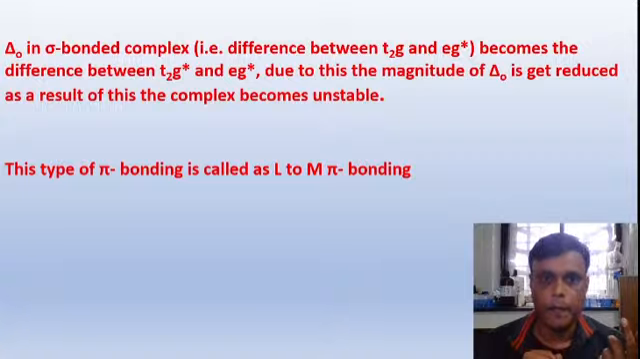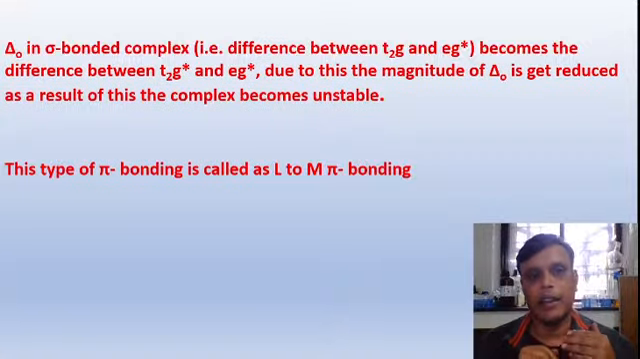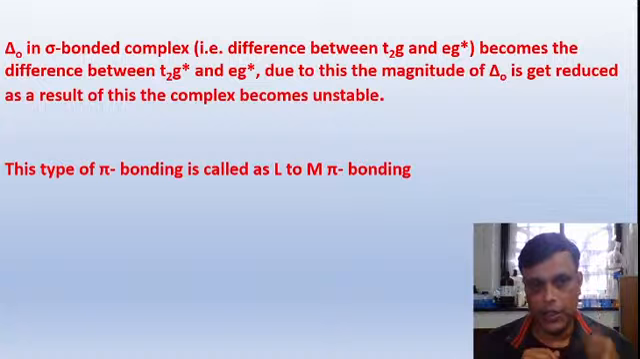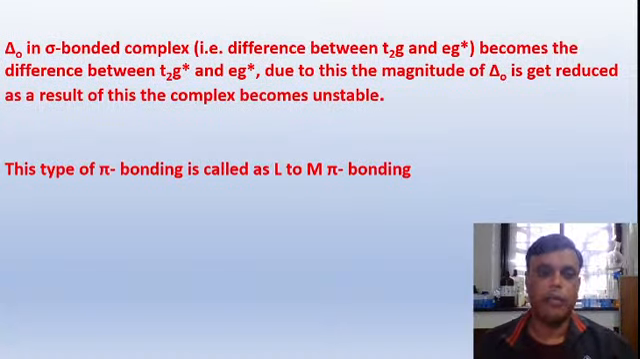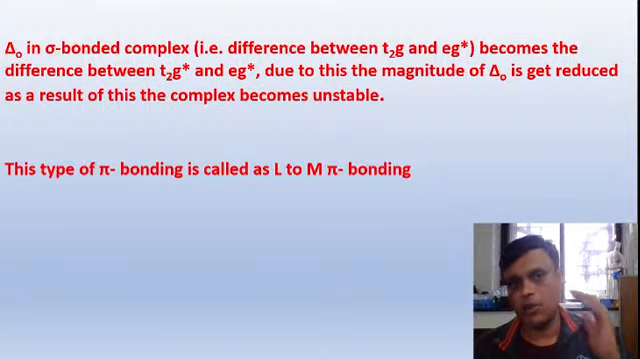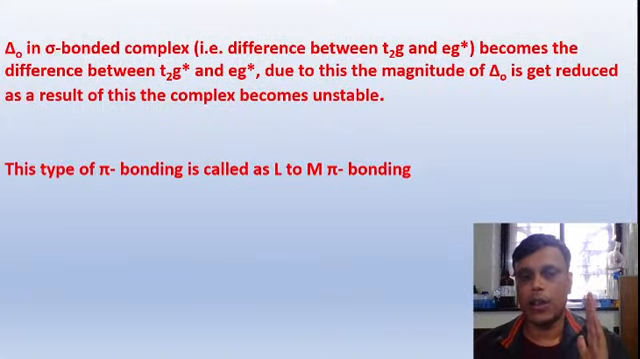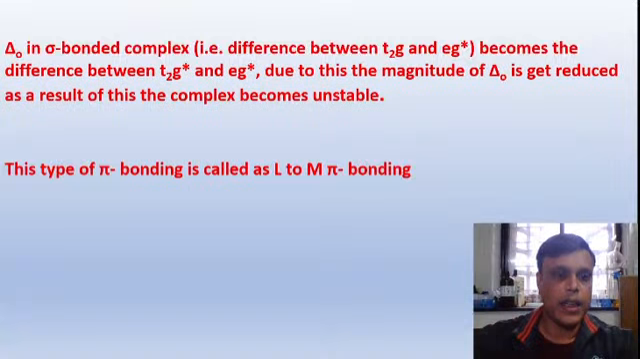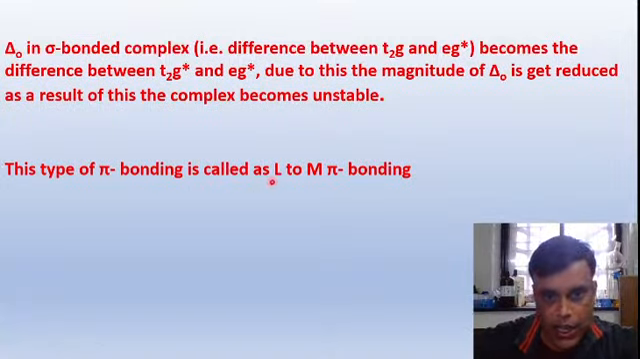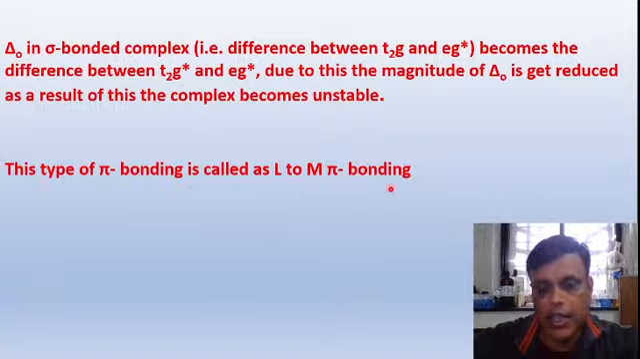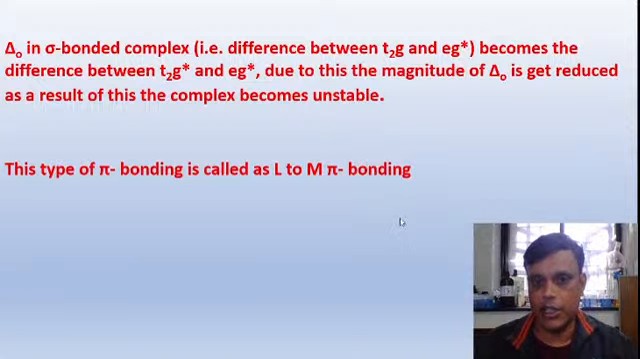So after the sigma and pi bond formation, if T2G orbitals raise their energy, then due to this increase in energy the complex becomes unstable. Please remember this. If the metal's T2G orbital energy becomes high, then the complex becomes unstable. And this type of pi bonding is called ligand to metal pi bonding. Please remember this. This type of pi bonding is called a ligand to metal pi bonding.